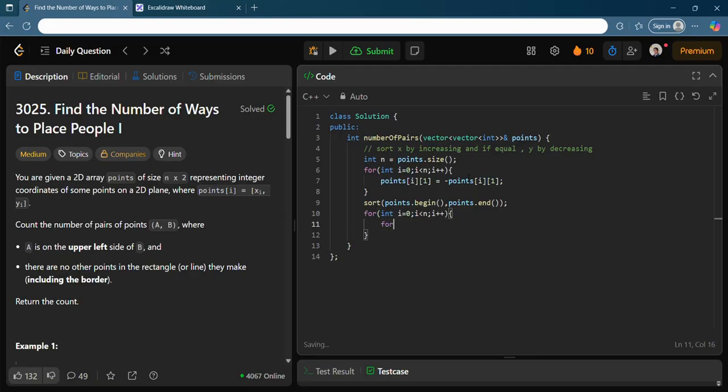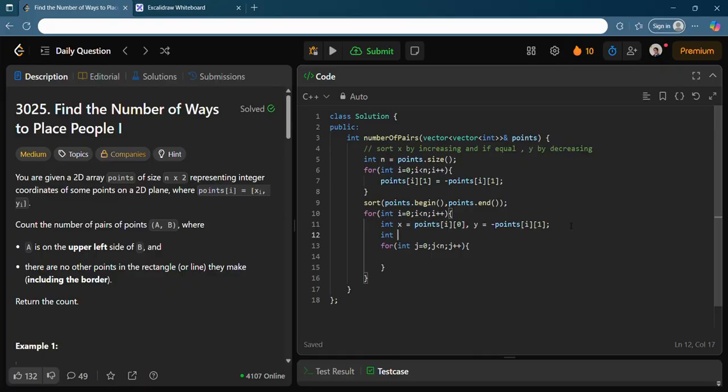For checking every pair of points, you can just have a while loop. Now, the first point which you are considering is x comma y, as I have told you. So points of i0 will be your x, and what will be y? It will be minus of points i1. Why minus? Because I had done minus and sorted it, and I will just put minus again to get back my original value, right?